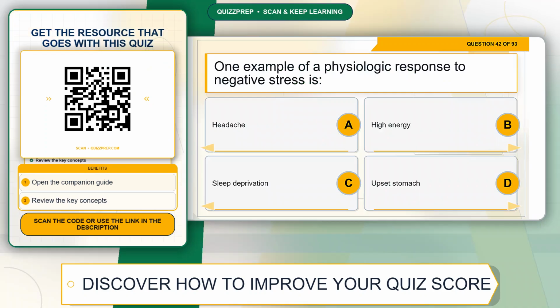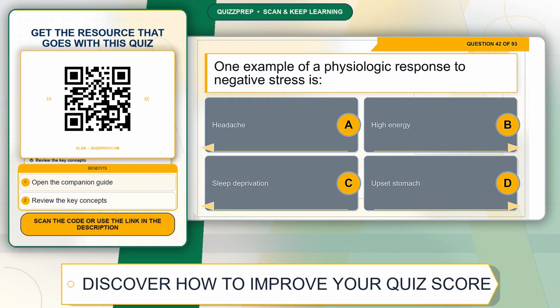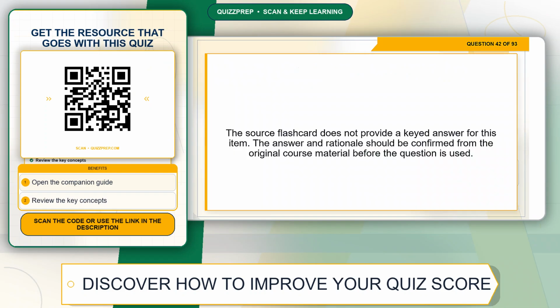Question 42. One example of a physiologic response to negative stress is: Option A, headache. Option B, high energy. Option C, sleep deprivation. Option D, upset stomach. The correct answer is not shown. Explanation. The source flashcard does not provide a keyed answer for this item. The answer and rationale should be confirmed from the original course material before the question is used.